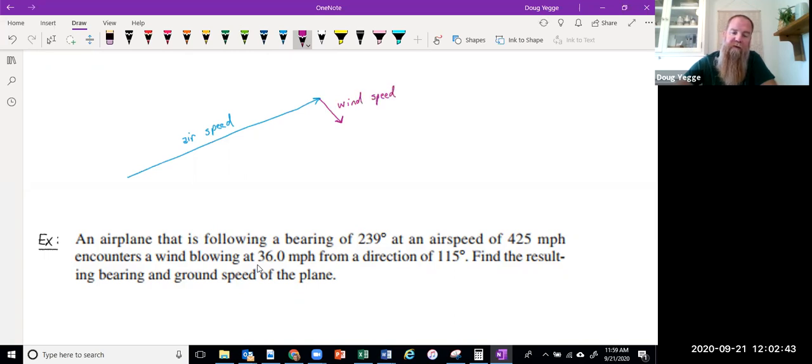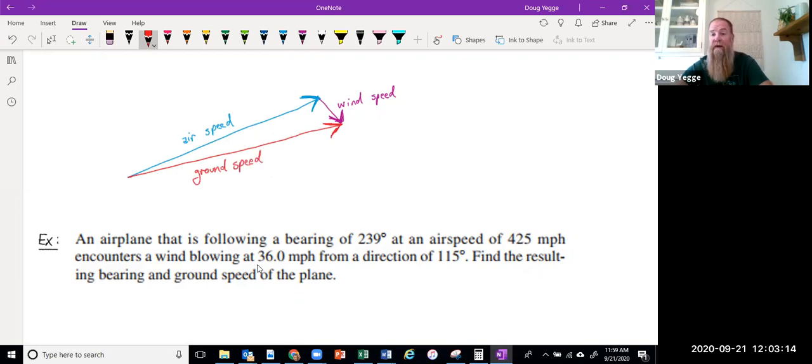So you could probably see that if I'm trying to fly in this direction here, but the wind is pushing me in this direction here, then it means that I'm actually going to end up going in this direction here. And this is referred to as the ground speed, because if someone was on the ground looking up at the plane flying, this is the direction that it would appear that the plane is actually flying in.